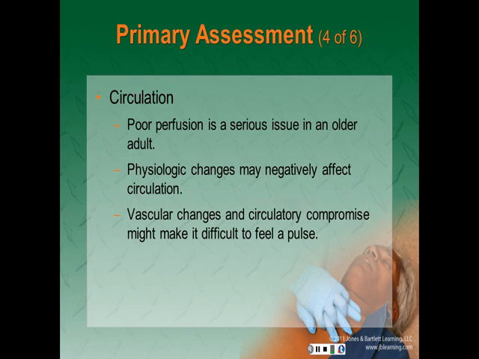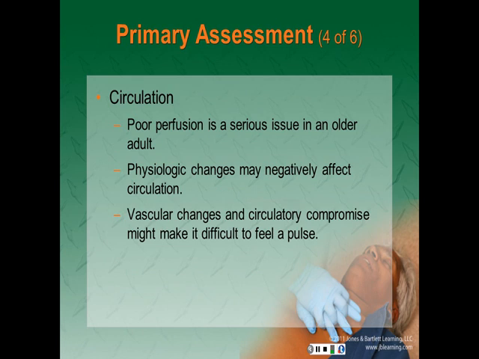Evaluate circulation. Poor perfusion is a serious issue in the older adult. Physiologic changes may negatively affect circulation, and some of these include a less responsive nerve stimulation that may lower the rate and strength of the heart's contractions. You may also see lower heart rates and weaker and irregular pulses, and these are very common in elderly patients.